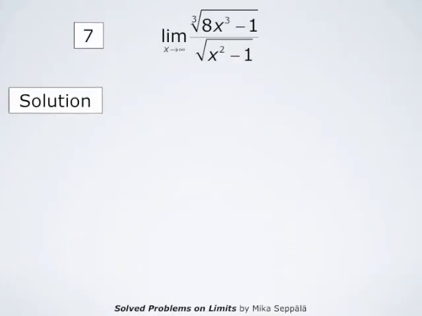To compute the limit as x approaches the infinity of cube root of 8 times x cubed minus 1 divided by square root of x squared minus 1, we observe that direct substitution first yields the infinity divided by the infinity, which is not a number. A rewriting is necessary. Here we have roots, but we do not have differences of roots that could be dealt with by multiplying and dividing by the conjugate expression.